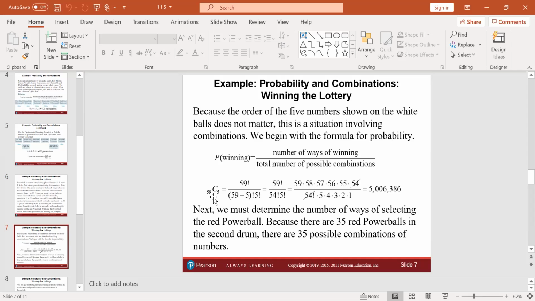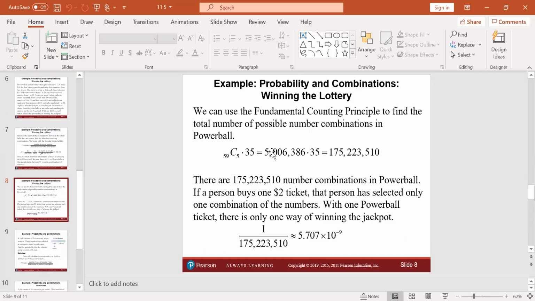So you need to do 59 C5. Your calculator can do this heavy lifting. You'll come out to 5,006,386. Now, that's not all you have to do. Not only do you have to pick the correct 5 numbers, you then have to pick the correct Powerball number. There's 35 Powerball numbers. So we need to take the 5,006,386 and multiply it by 35. Multiply it by 35, and you'll end up with 175,223,510.